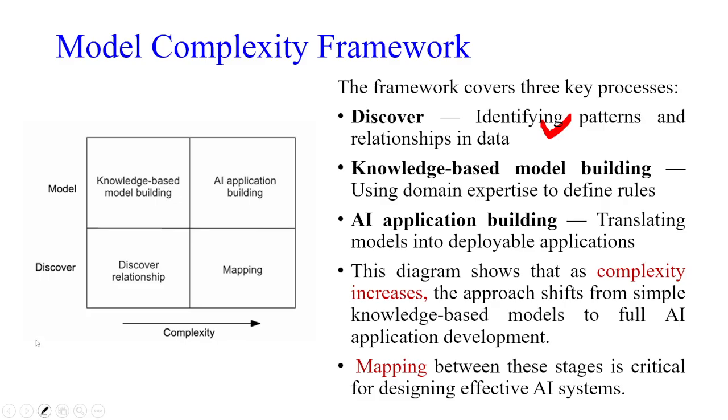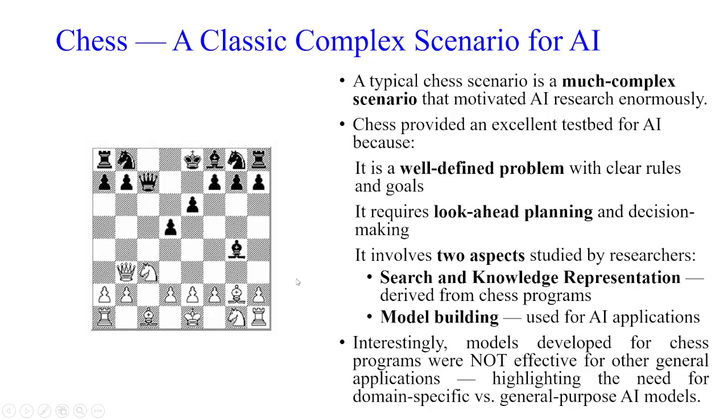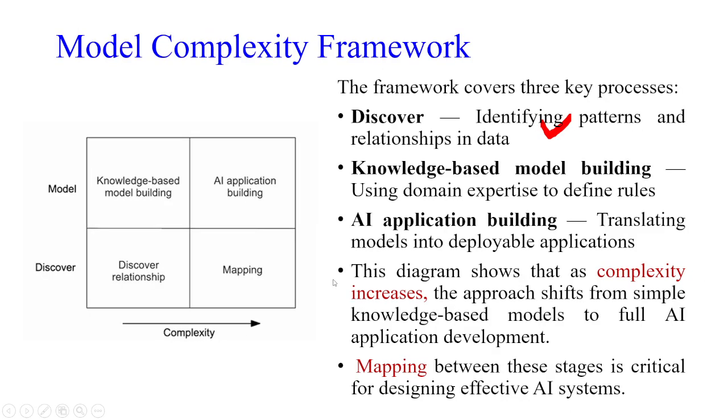Now, third is application building, the third process. This is the final stage, where models are translated into deployable applications. This is where everything comes together. The patterns, the rules, and the algorithms are packed into a working AI system.